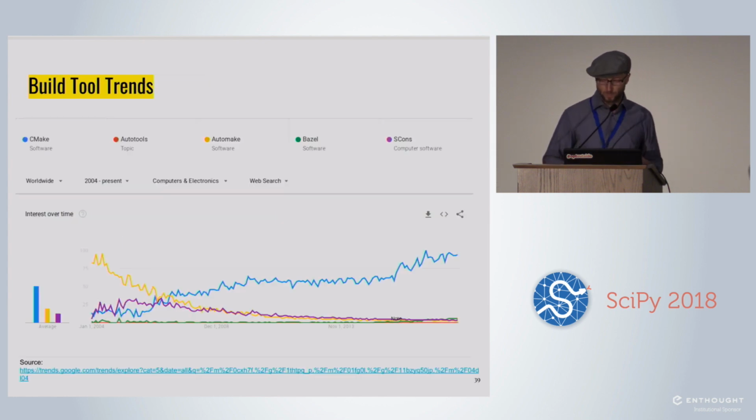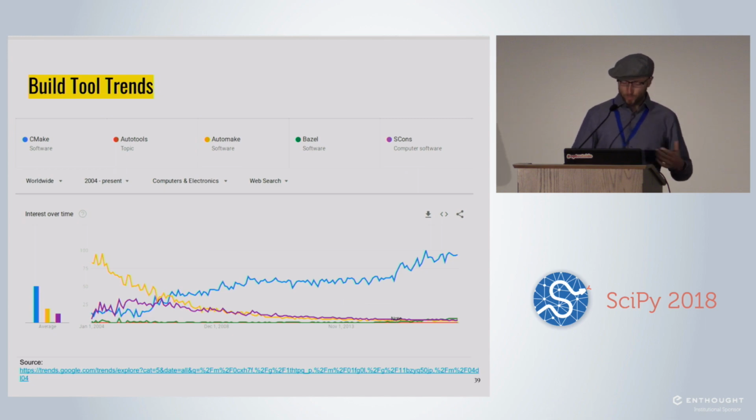Okay, let's look at the trend of build tools. We have CMake, Autotools, Automake, Bazel, SCons, and the blue line basically is, according to Google, the popularity of CMake across the past 15 years. And we clearly see the trend. CMake is gaining more and more momentum, and it's used in a lot of projects.